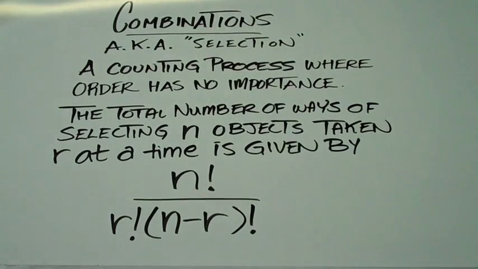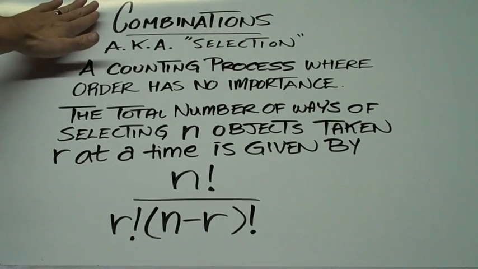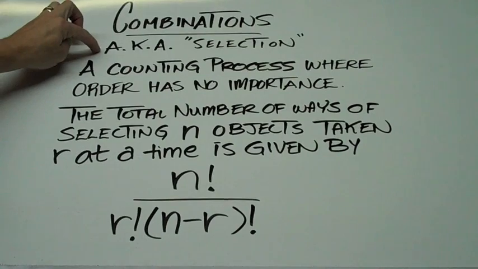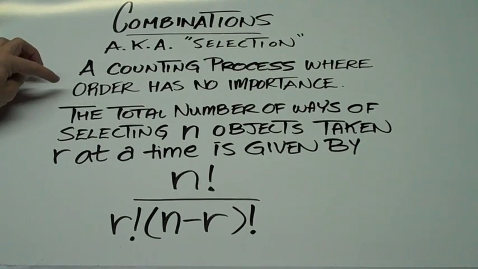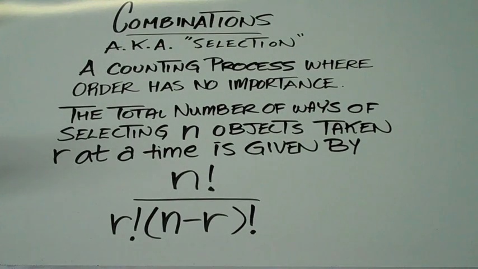So we talked about permutations. Permutations are also known as arrangements, and order matters. Another way to order data is combinations, also known as selections. What is a combination? A combination is a process where order has no importance. In other words, order doesn't matter.